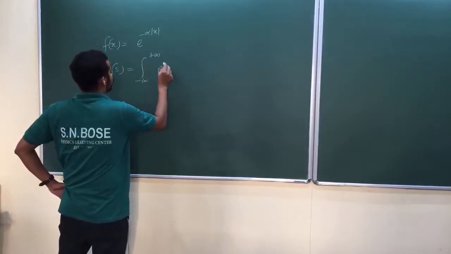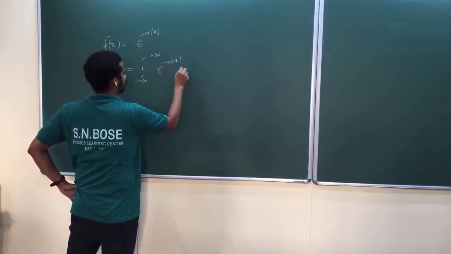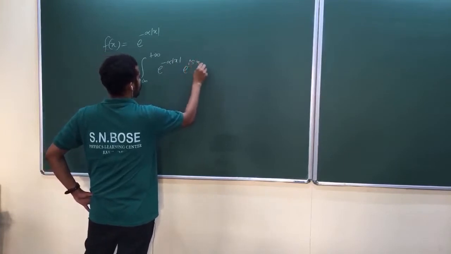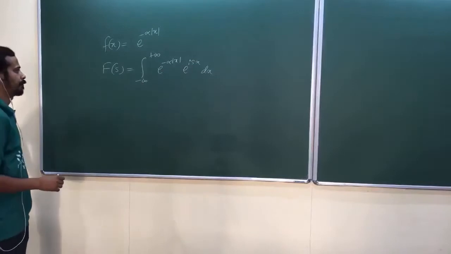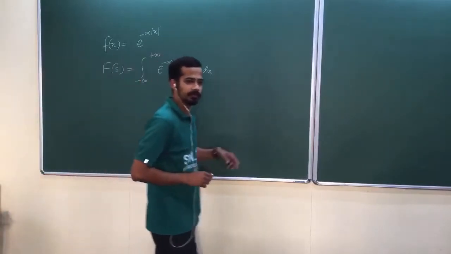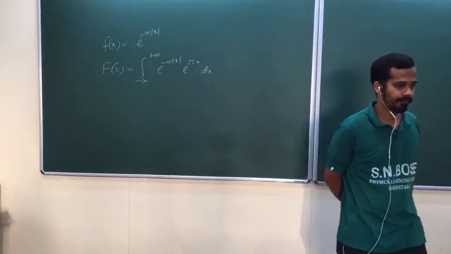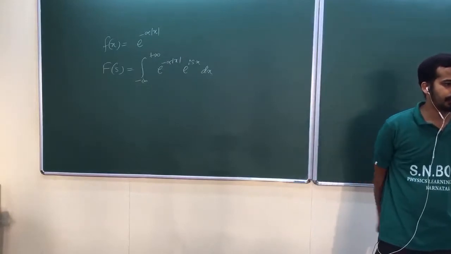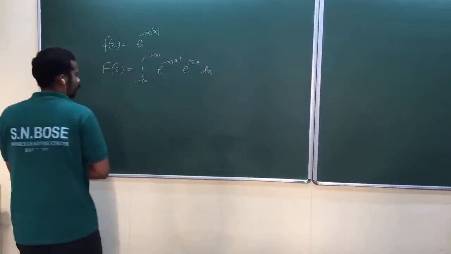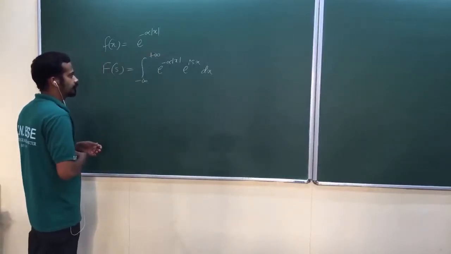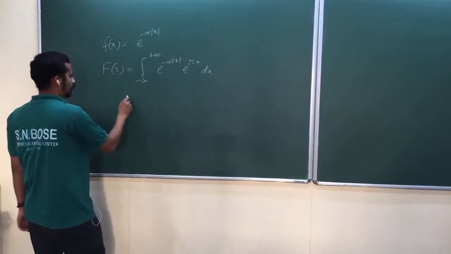The integral is e power minus alpha mod x into e power isx dx. Am I right? How do you do this integral? Gaussian we have done in the morning. Am I right? It's quite tricky. Look at here.